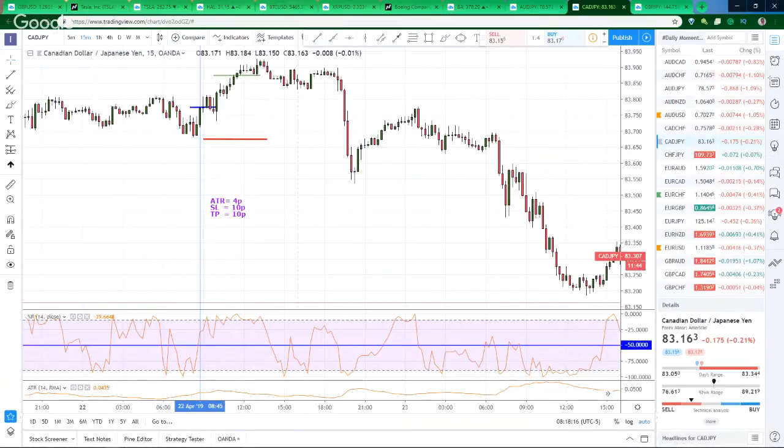I use a position size calculator to determine the size of my position that would risk only 2% of my account if this trade hits the stop loss. So the position size calculator I use is at myfxbook.com. I'll put a link below the video when we get done here for you. It's a great position size calculator.